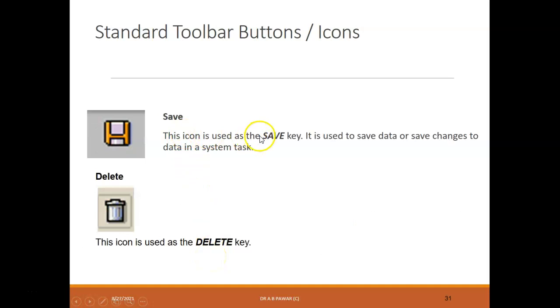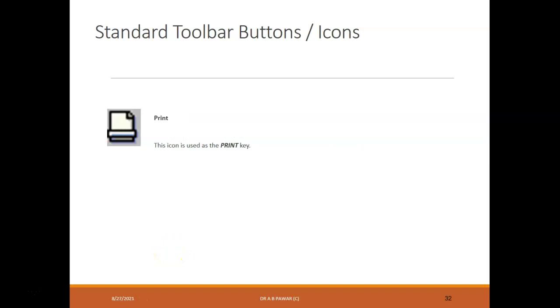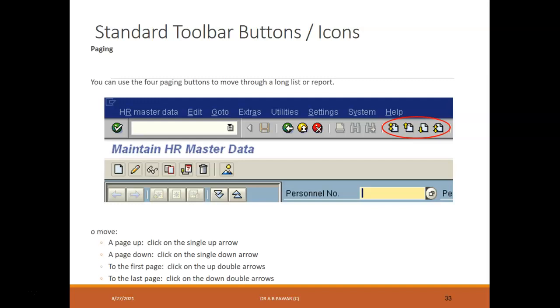Then the save option, everyone knows about the save option, and similarly, you also know about this delete option. And to print the current screen, we are using this print key or print toolbar icon or button. Okay, so if you see on the standard toolbar, the other options are given at the end. These are simply used to move through a long list or report or various screens.